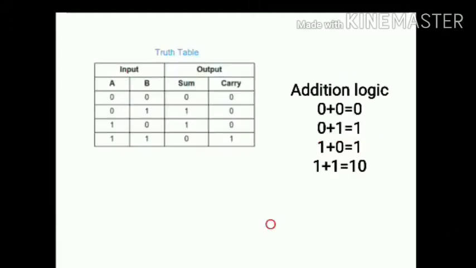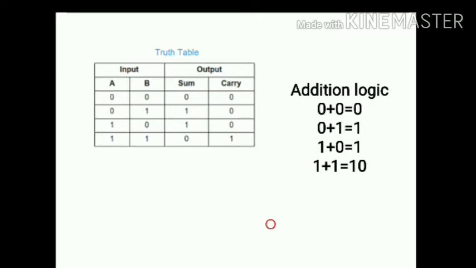Before going to see the truth table of the half adder, let us first get an idea about the binary addition. When 0 is added with 0, the output is 0. 0 is added with 1, you will get 1. 1 is added with 0, you will get 1. 1 is added with 1, you will get 1, 0.